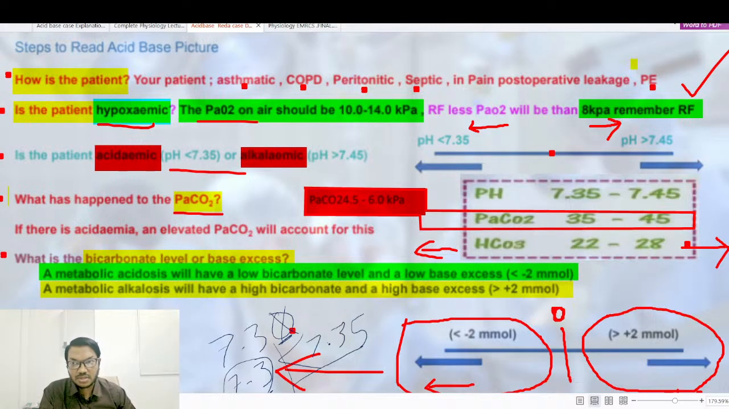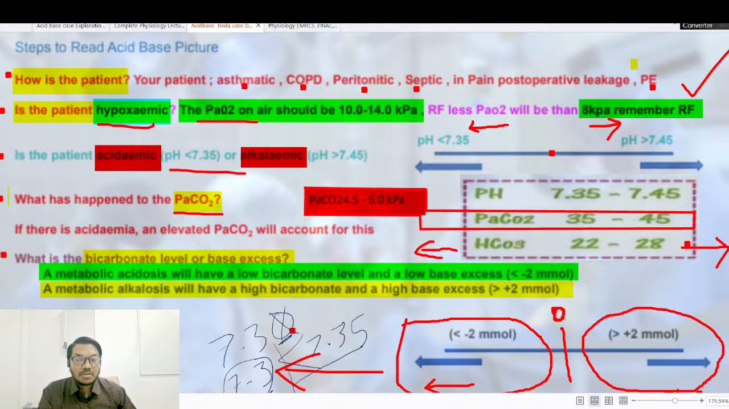So third question: is the patient acidemic? Means patient pH. Normally it is 7.35 to 7.45. If it is less than 7.35, patient is in acidosis, and if it is more than 7.45, it is alkalosis. Simple.